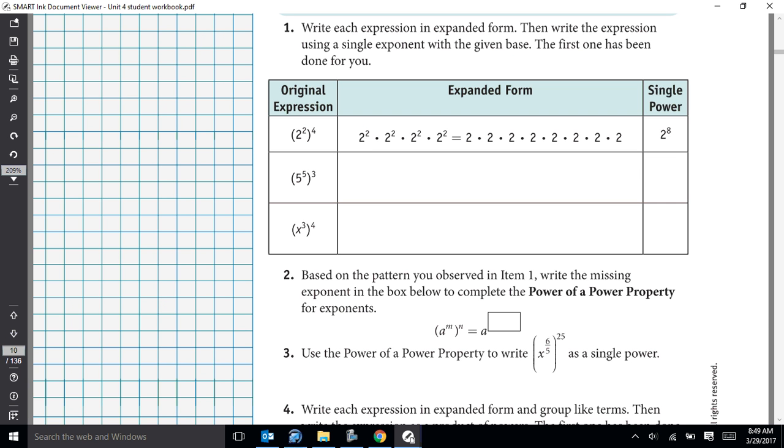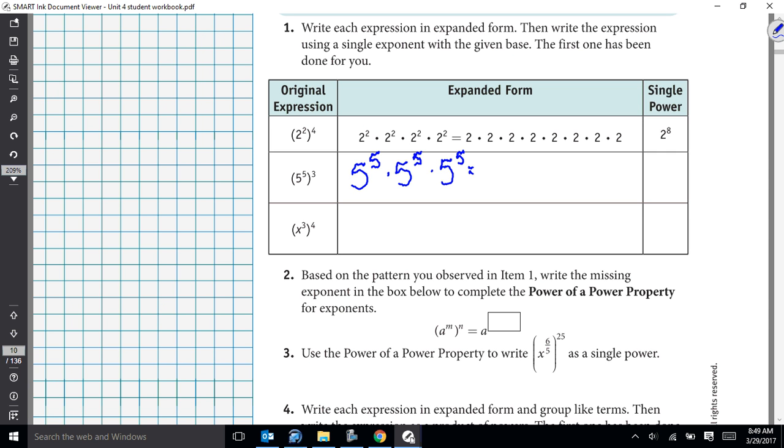So now let's look at 5 to the 5th to the 3rd power. So this is saying that we have 5 to the 5th how many times? 3 times, right? Can we expand that further? Yes. So this is 5 to the 5th times 5 to the 5th times 5 to the 5th.